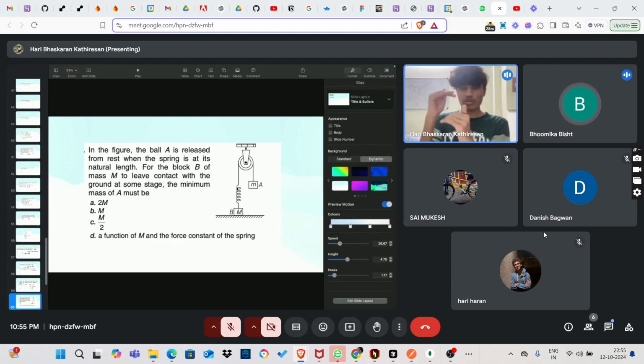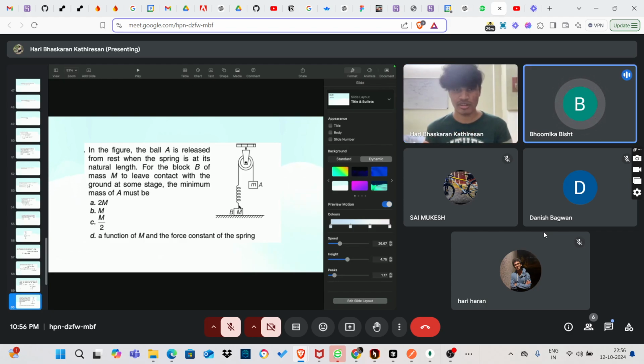Initially the elongation is zero. It elongates up to some x naught value, and at that x naught, this capital M just leaves the ground. So when we write the free body diagram, you need to consider the elongation at which it just leaves the ground. Let's assume that elongation is x naught. What is the force of the spring when elongation is x? Force of spring will be kx naught downwards.